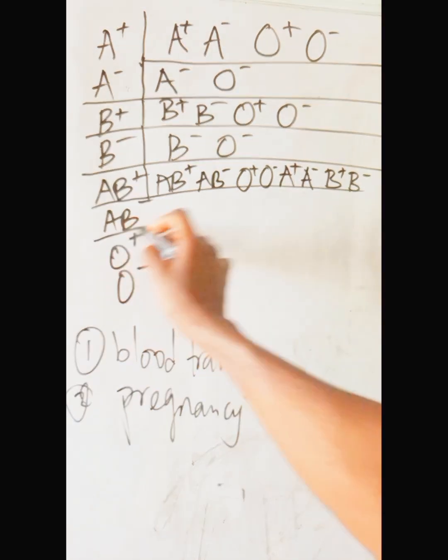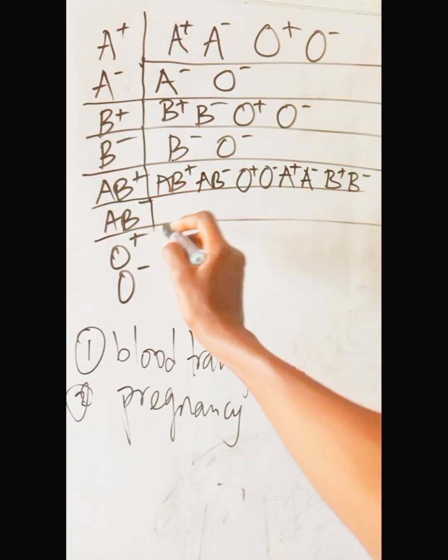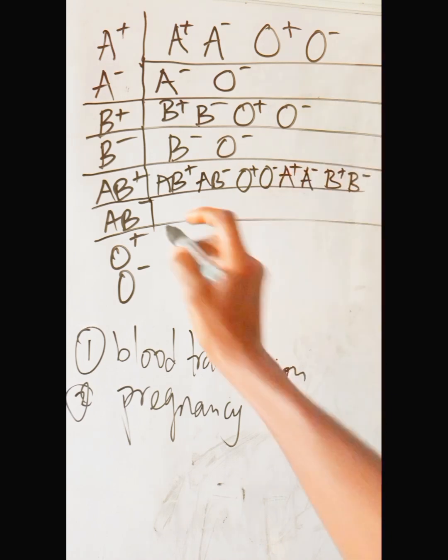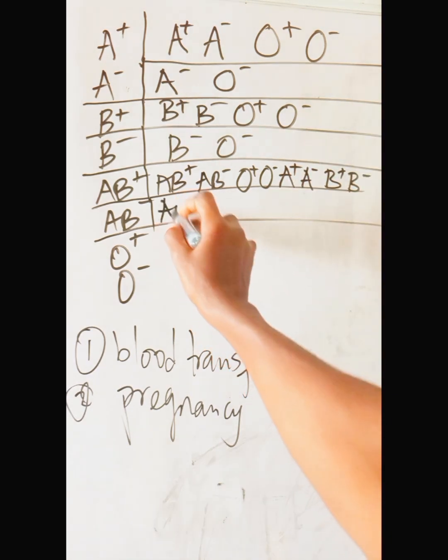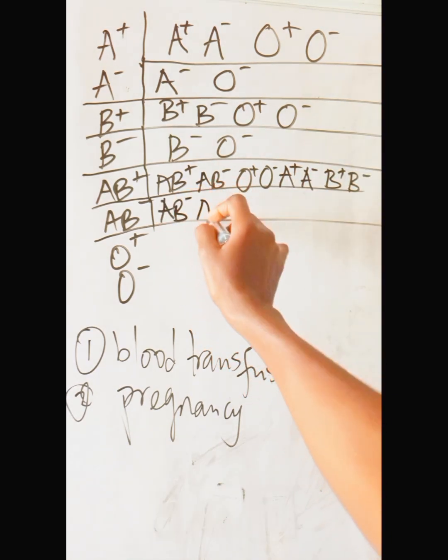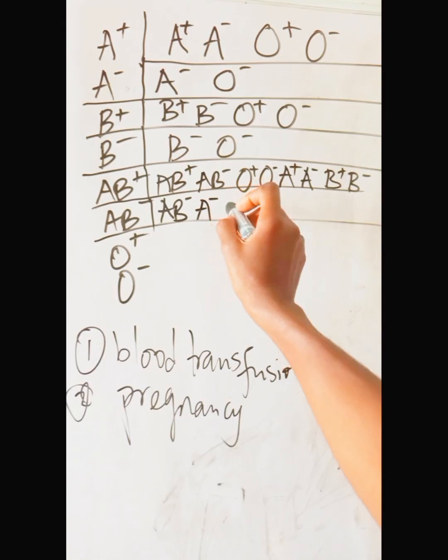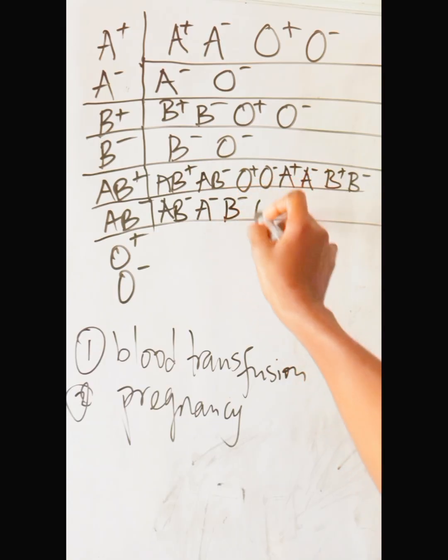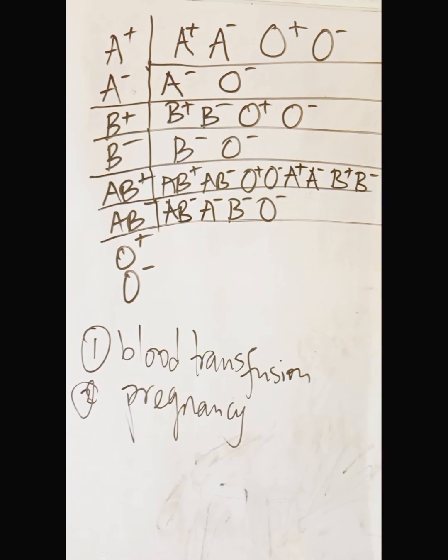Then what about AB negative person? This individual is limited kind because the person will receive from only AB negative, A negative, B negative, and O negative. You see that? That's the limitation now. So only from A negative person, B negative person, O negative person, and AB negative person.